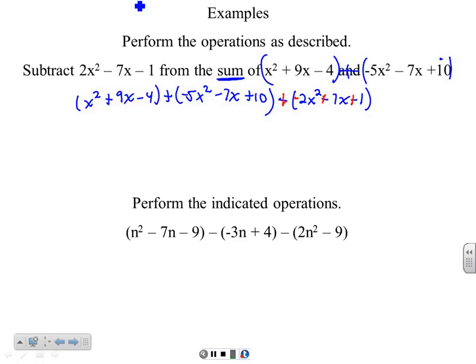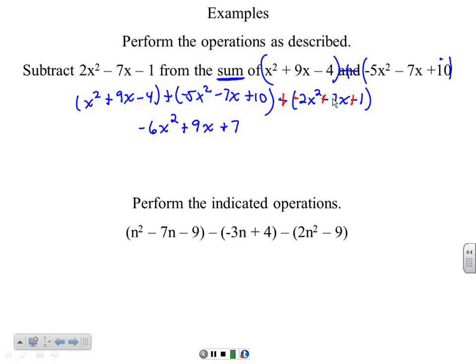Okay, so I want to put all three of these together at the same time. So I'm going to find all of the like terms. I have 1x squared and a negative 5x squared, which is negative 4, and then a negative 2x squared, which is going to be a negative 6x squared. And then if we just go with the x's, we have a 9x and a negative 7x, which is going to be 2x, plus 7x, which is going to be 9x. And then we have a negative 4 and a positive 10, which is going to be 6. And then 6 plus 1 is going to give me 7.